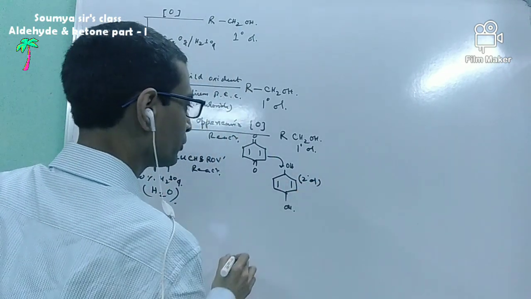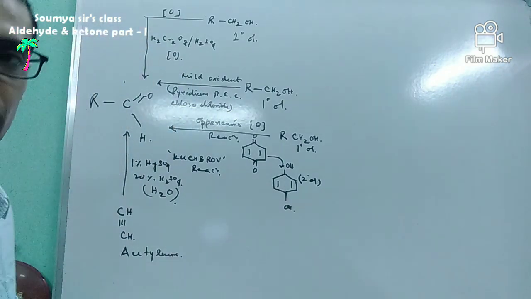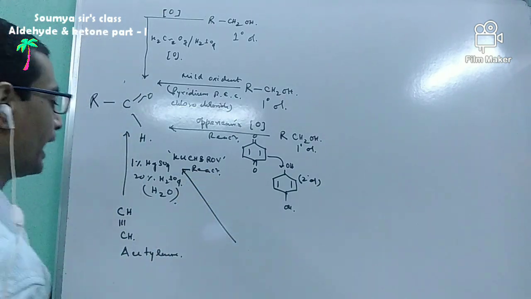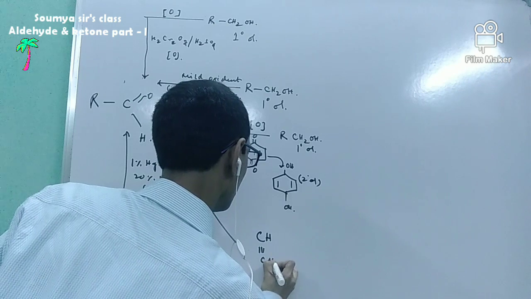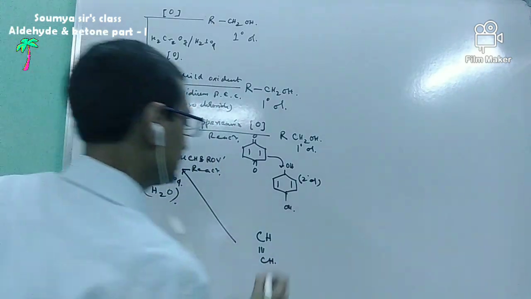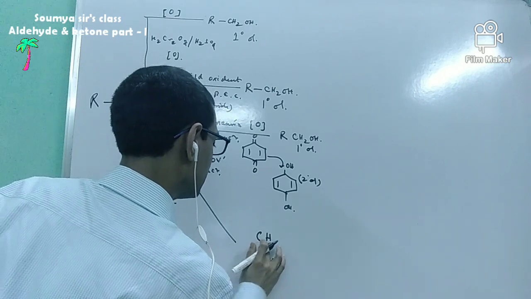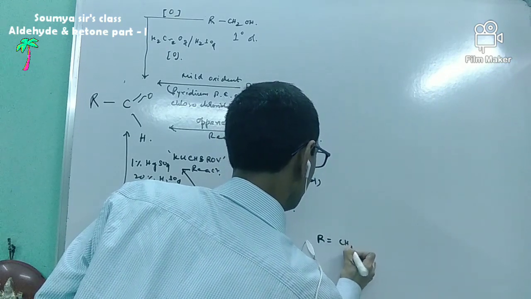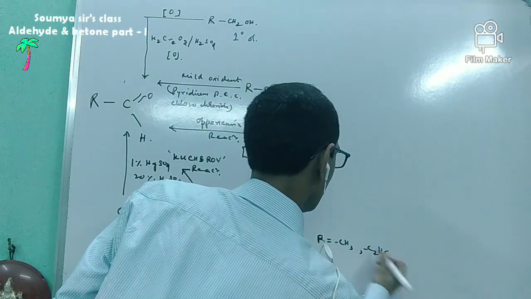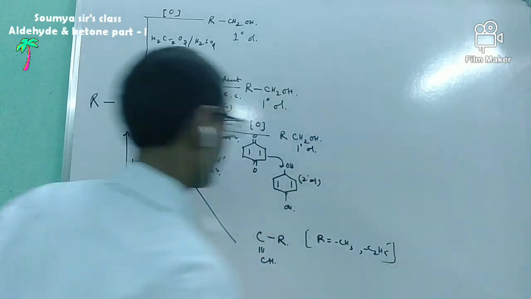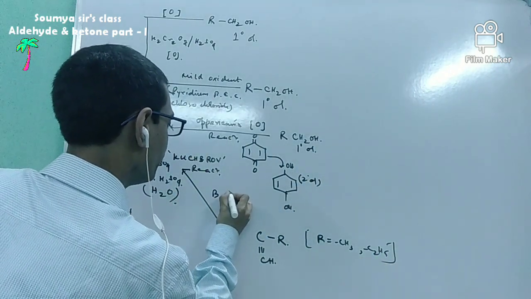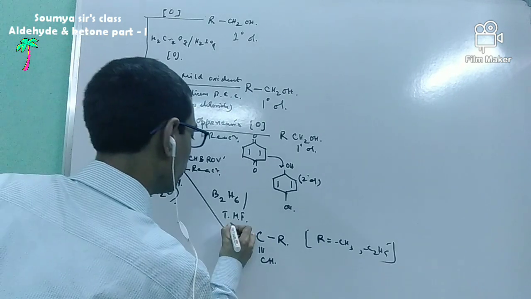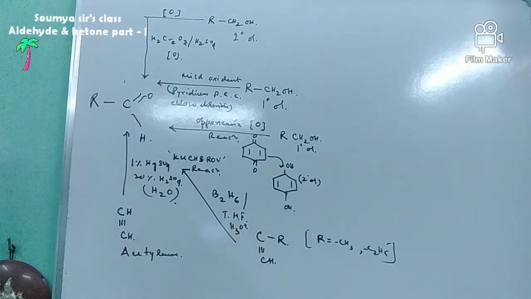Another way of coming to aldehyde is hydroboration reaction. But in case of hydroboration reaction, the H will be replaced by any R group. R means it may be ethyl group, or so on. So if we give B2H6 in THF, tetrahydrofuran, the solvent, with the subsequent hydrolysis, it will lead to the aldehyde. So technically it's also a name reaction called hydroboration reaction.